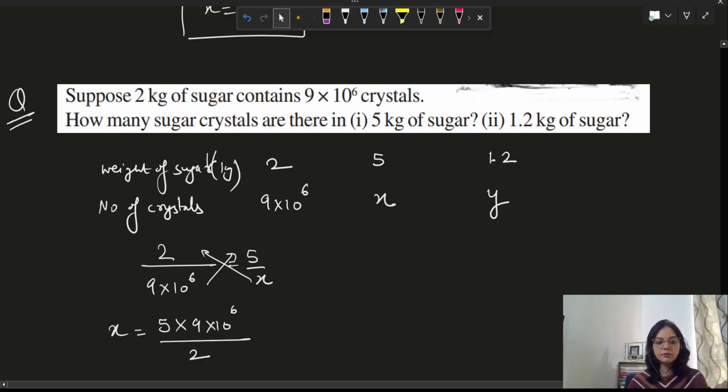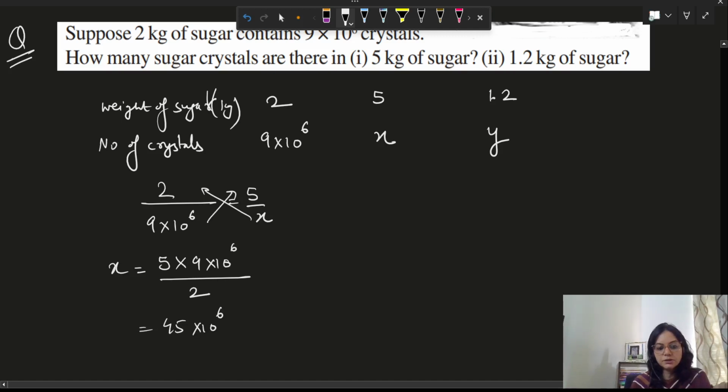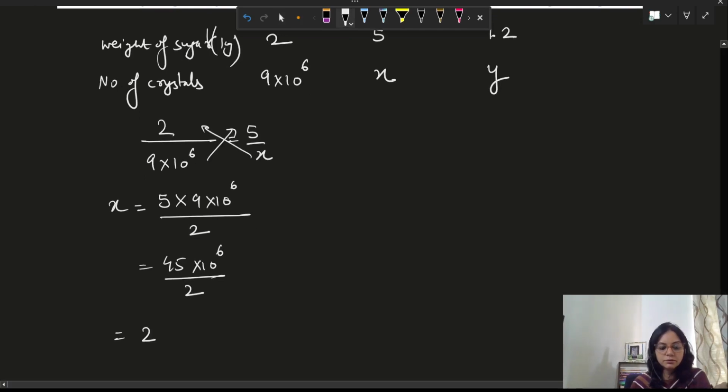Can I cancel it out? I'll get something in decimals. So 9 fives are 45 into 10 raised to the power 6 by 2. So if I solve it, it is 22.5 into 10 raised to the power 6 crystals. Okay, students, that's the answer for the first part.